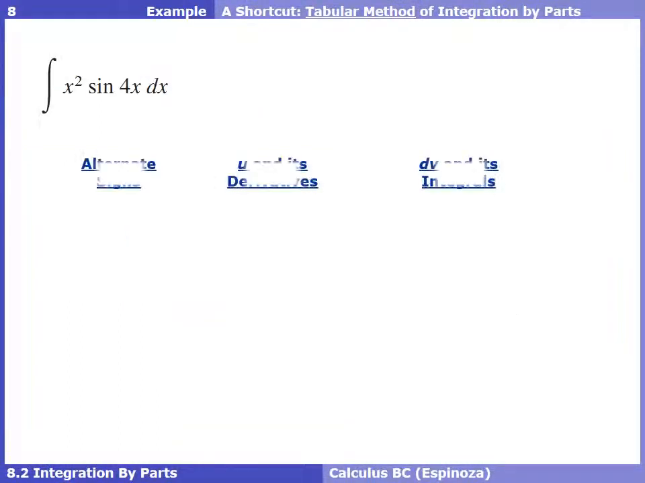Okay, just one more illustration of this tabular method. Again, same idea from before. We start off with a positive sign. Again, the u and its derivatives needs to be the piece of our problem that will eventually take a derivative down to a 0. And in this case, it's easy to see that's the x squared. The thing that we're going to repeatedly integrate, in this case, will be sine 4x.